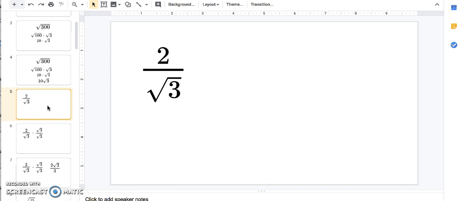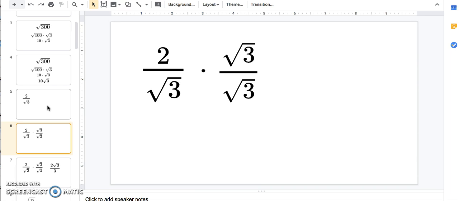Okay, the next one, number 5. We have 2 over radical 3. We cannot have a square root in a denominator. It's not simplified, it's not clean. We want to what's called rationalize that to get it out of the denominator. To rationalize it, you multiply top and bottom numbers by the same number, and that number is your denominator. So we're going to multiply top and bottom by radical 3.